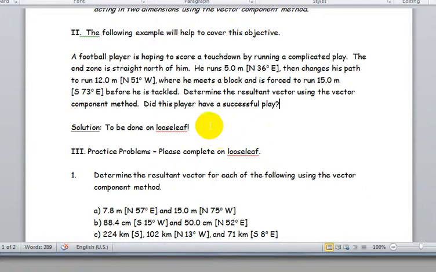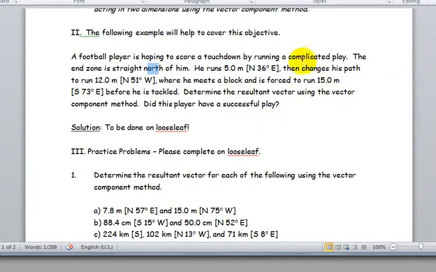The question reads: a football player is hoping to score a touchdown by running a complicated play. The end zone is straight north of him. He runs 5 meters at north 36 east, then changes his path to run 12 meters north 51 west. He meets a block and is forced to run 15 meters south 73 east before he's tackled. Determine the resultant vector and was it successful or not.